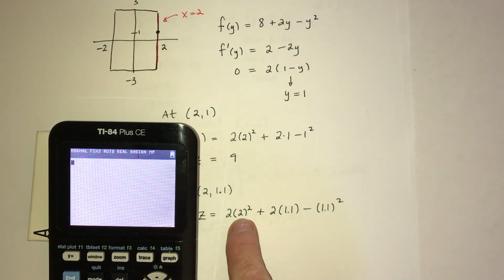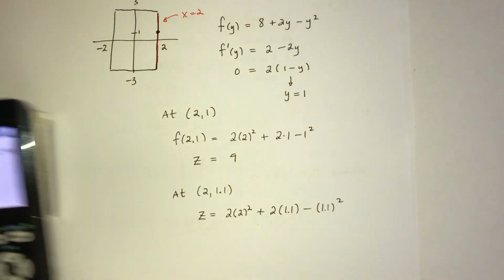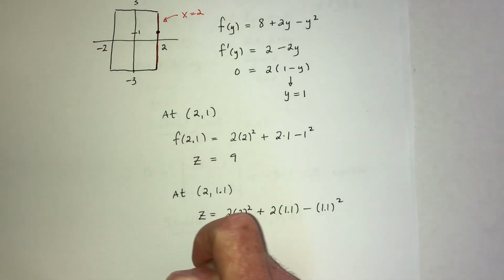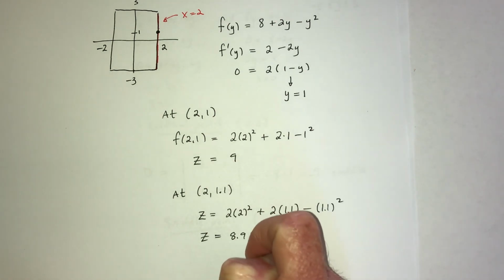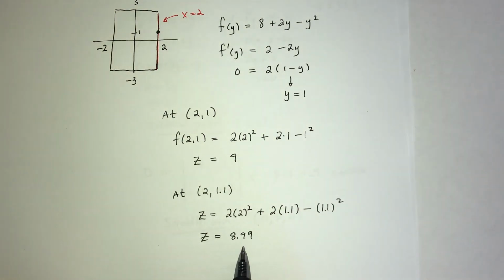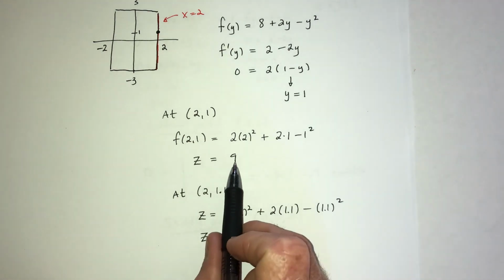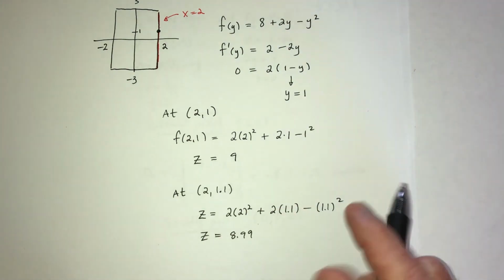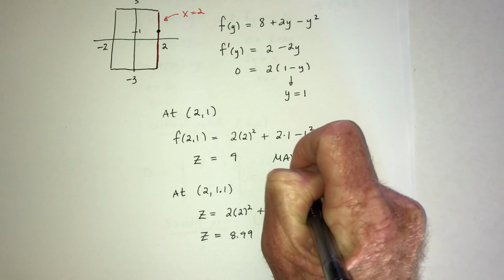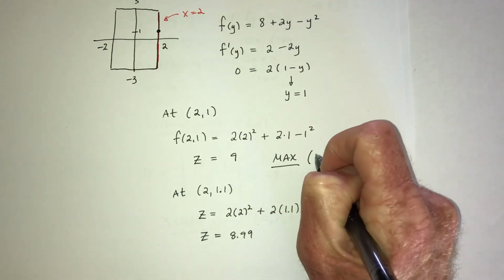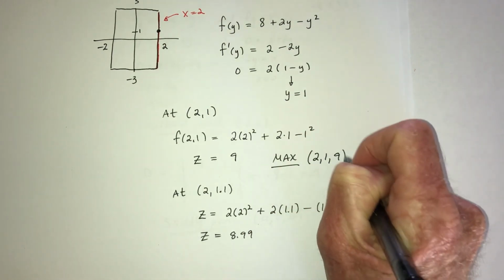So this is going to be 8 plus 2.2 for that part, and then minus 1.1 squared. So it turns out that it's smaller. So if you move away from the point, it's going to get smaller. That means this one is a maximum. So then I can label, I've got a maximum at 2, 1, 9.